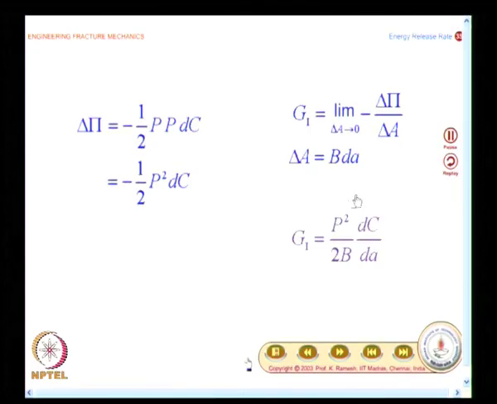When I move to constant displacement, it is needless to say that you have to get the final expression of energy release rate as P squared by 2B dC by dA. The reason is we are looking at incremental changes which are very small. This is the key point.